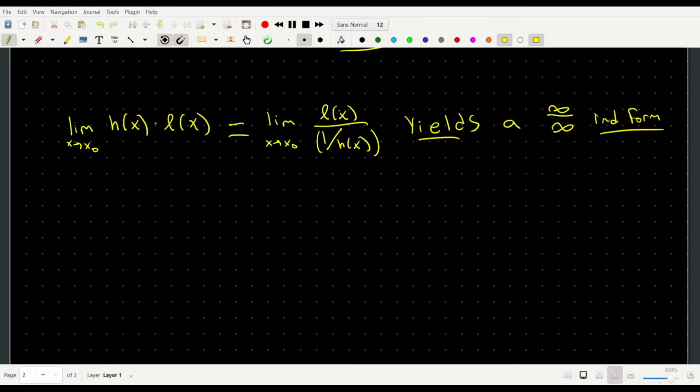So our upper function here would be our f of x, and our lower function here, 1 over h of x, would be our g of x. You can also rewrite this as h of x divided by 1 over L of x.